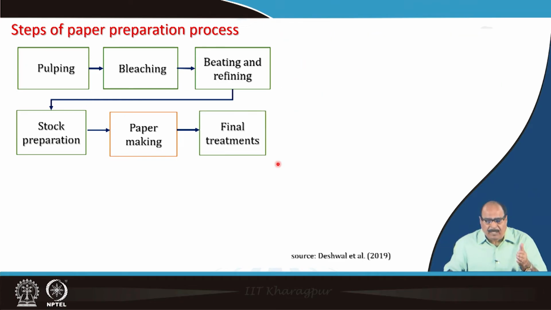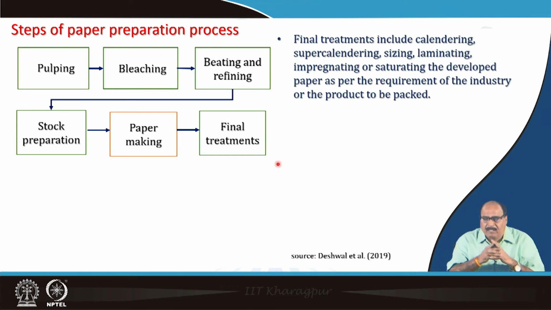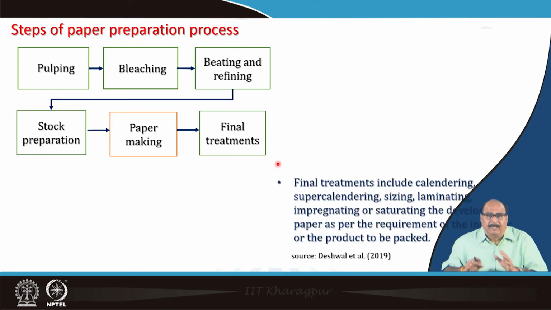Okay. And then the final treatment is given. The final treatment includes calendaring, super calendaring, sizing, laminating, and impregnating or saturating the developed paper as per the requirement of the industry or the product to be packaged. That is, the product for which it is to be used, whether a paper bag or paper pack, and what its properties are. Accordingly, it is made. Okay.